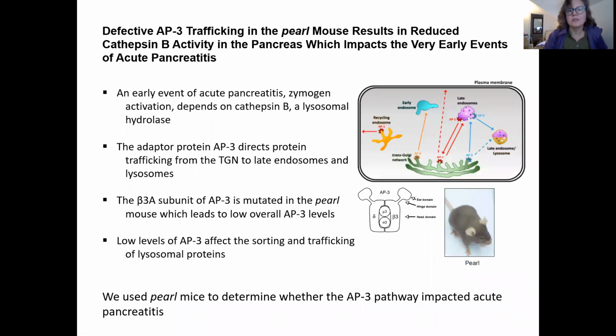An early event of acute pancreatitis, zymogen activation depends on cathepsin B, a lysosomal hydrolase. The adaptor protein AP3 directs protein trafficking from the TGN to late endosomes and lysosomes. The beta-3A subunit of AP3 is mutated in the pearl mouse, which leads to low overall AP3 levels. Low levels of AP3 affect the sorting and trafficking of lysosomal proteins. We used pearl mice to determine whether the AP3 pathway impacted acute pancreatitis.